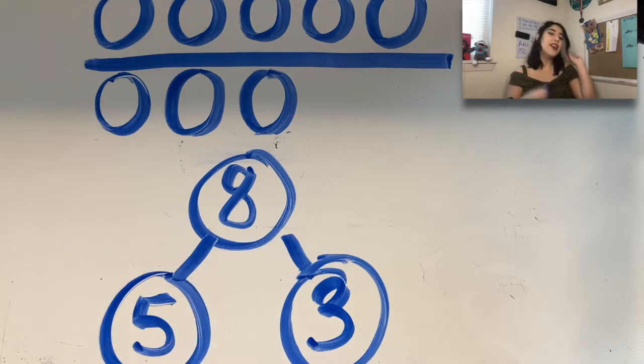But I know that some of you are going to go above and beyond and you're going to write your number sentence. That's fine too. So 5 and 3 make 8. Say that. 5 and 3 make 8. And that's it for today's application problem.